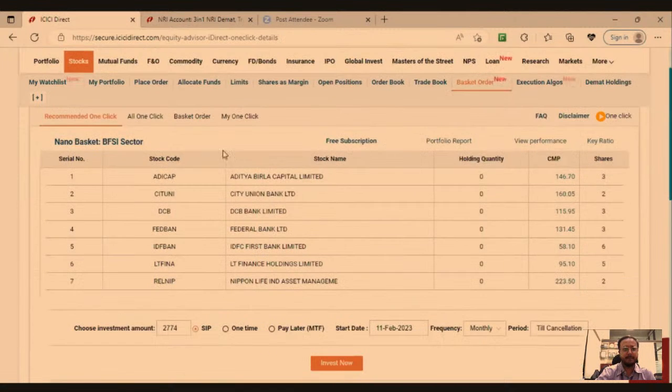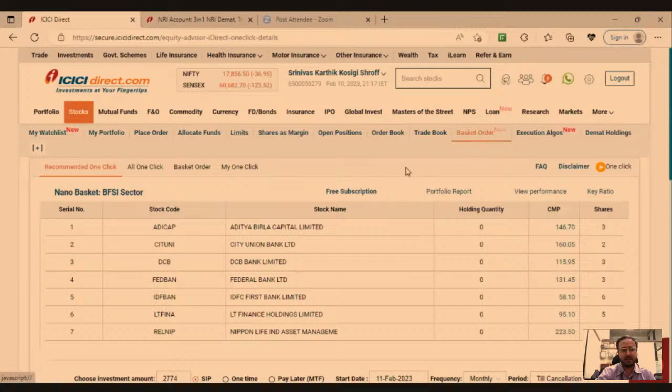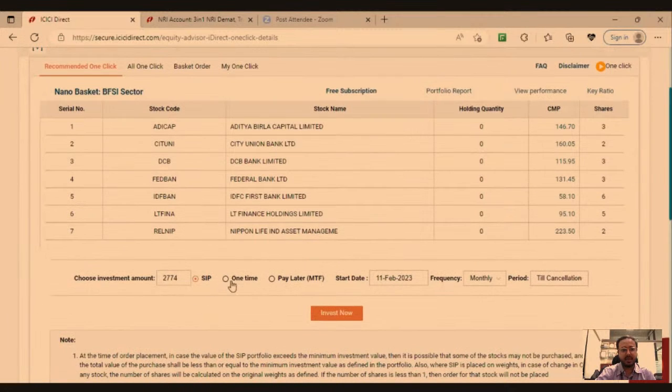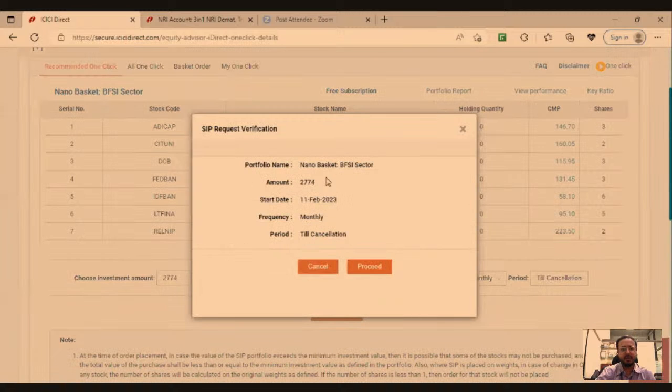So as you can see, I am on basket orders, and I have selected one click portfolio. I can do a SIP or a one-time investment, as I wish. And I can click here and proceed. This is how you can place a basket order.